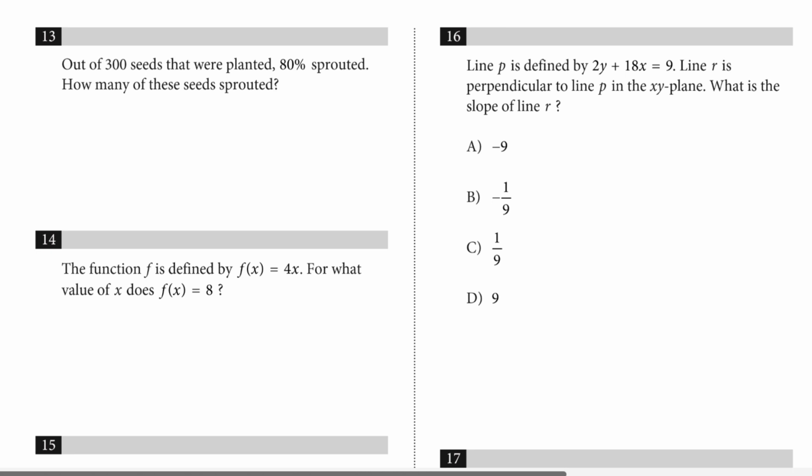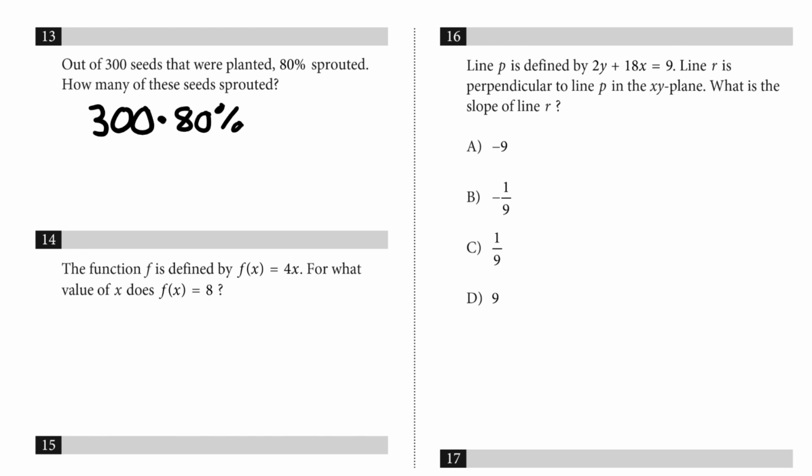Out of 300 seeds that were planted, 80% sprouted. How many of these seeds sprouted? What we need to find for number 13 is what is 80% of 300. The way we find that is by multiplying 300 by 80%.